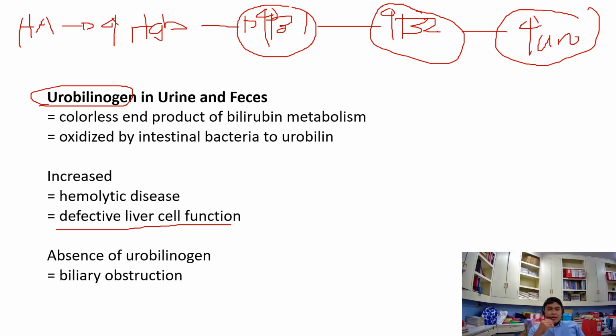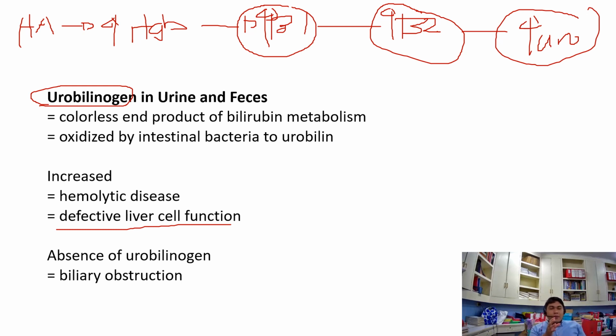So the effect, you have increase in urine urobilinogen. Next is the absence of urobilinogen or decrease in urine urobilinogen, and it is seen in biliary obstruction because in biliary obstruction, you have obstruction in the bile flow.